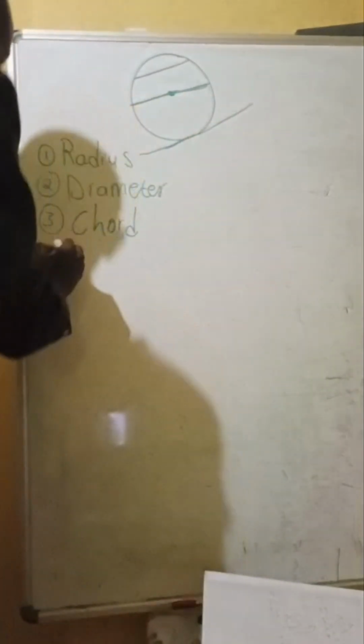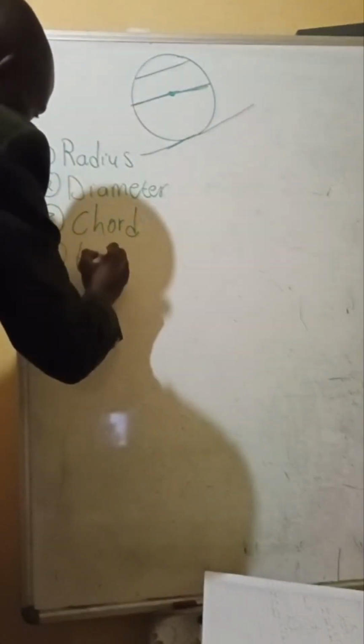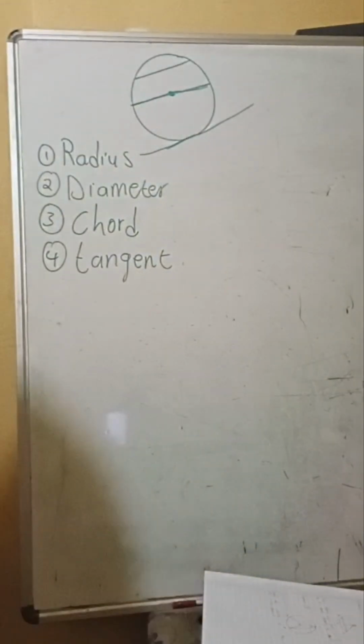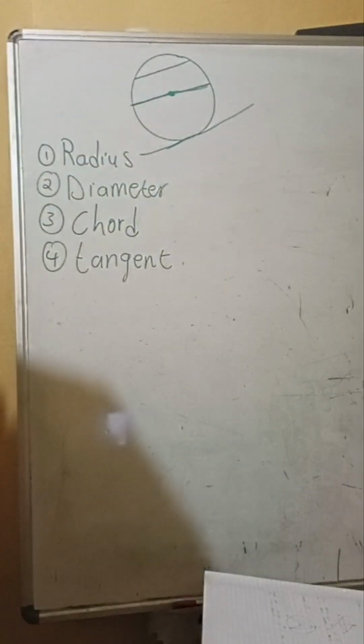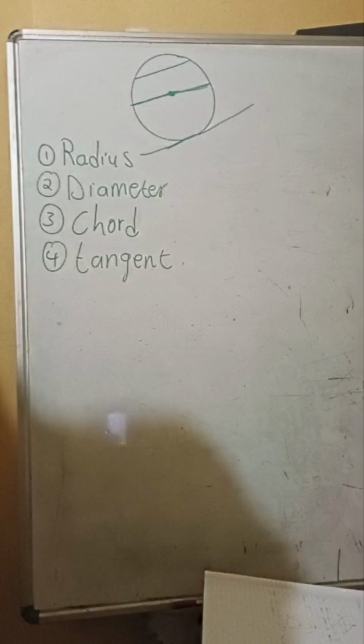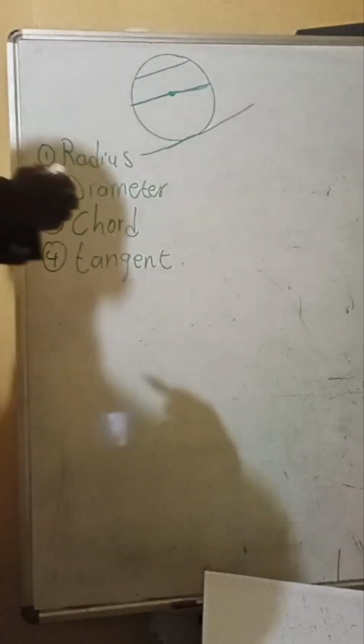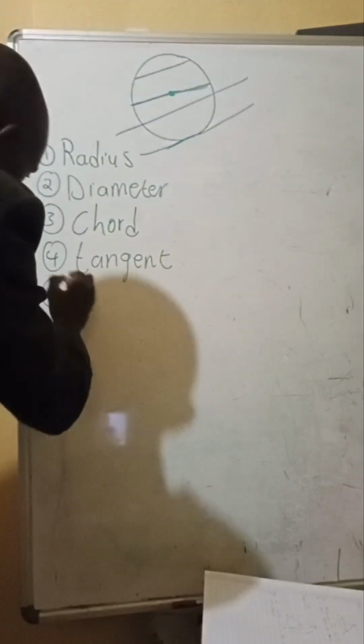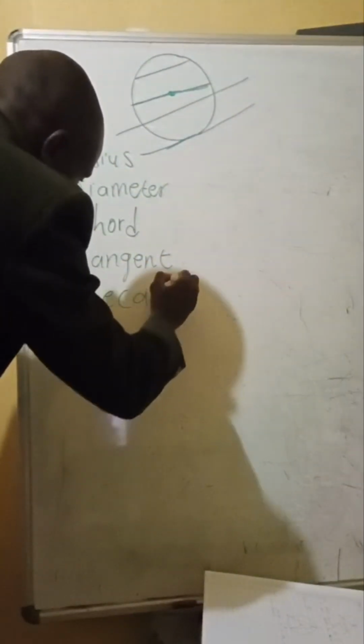A tangent is a line that is touching the circumference. That is called a tangent. The line that is touching the circumference. And then we have the last one, what we call a secant. It is a line that is passing through, meaning it is cutting the circle. This line is called the secant.